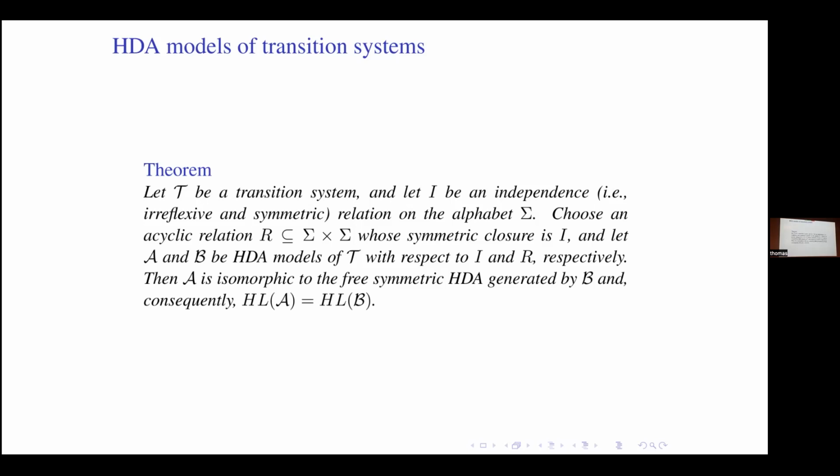So from the point of view of the homology language, it doesn't matter whether we construct the HDA using the independence relation, the symmetric approach, which leads to a very large HDA, or if we use a more economic construction using such an acyclic relation, we get the same homology language. To compare the sizes of the two HDAs, since A is the free symmetric HDA generated by B, for each n cube in B, we will have n factorial n cubes in A. So A is really enormous in comparison with B.